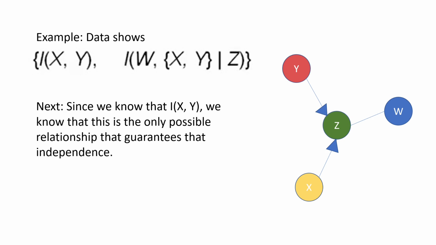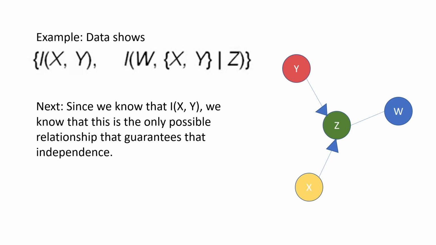Next step is figuring out which direction these arrows actually point. And we can do this because we know that for groups of 3 nodes, there are certain structures that imply independence or conditional independence. So since we know that x and y are independent, we know that this V structure is the only way that that can be satisfied given these connections.